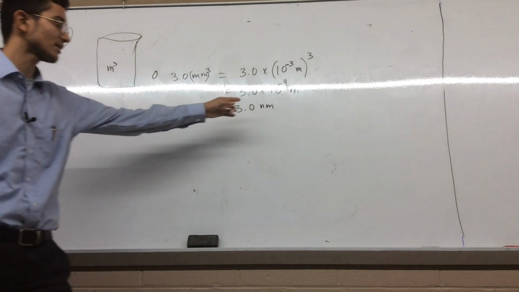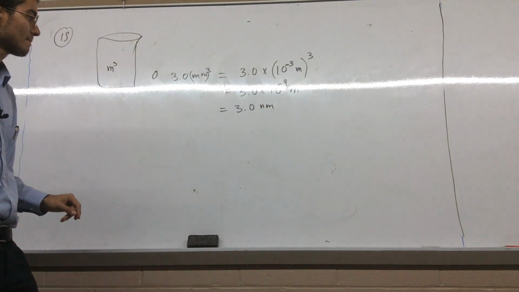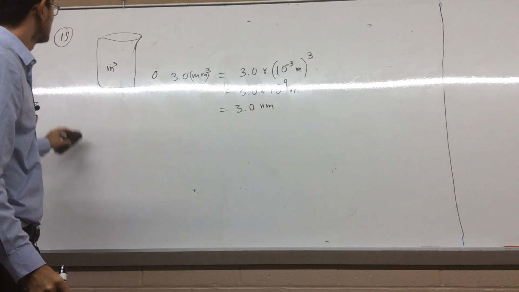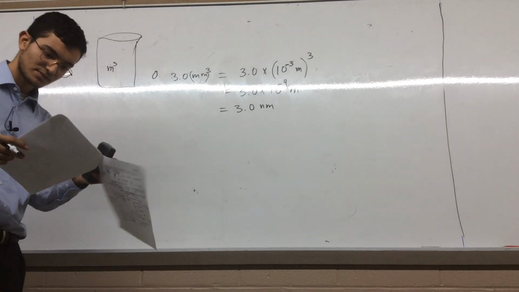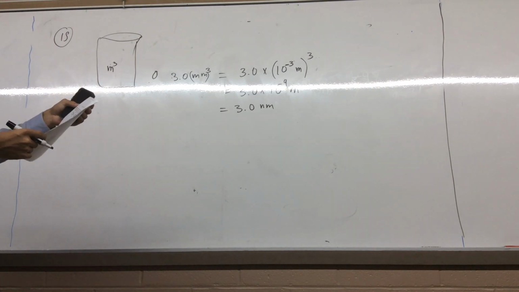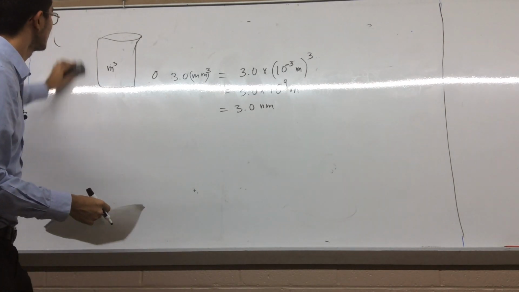Yeah, 10 to the negative 9 means nano. Okay, so that's the answer for question 15. We have 3 more to go: 16, 17, and 18.